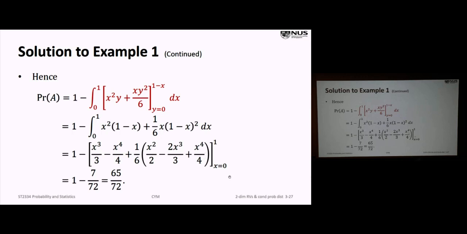So again, when x is 0, I don't care, the whole thing is 0. And when x is 1, I'm going to get a third minus a quarter plus 1 over 6 times a half minus 2 over 3 plus 1 over 4. So the answer is 1 minus 7 over 72, which is 65 over 72.